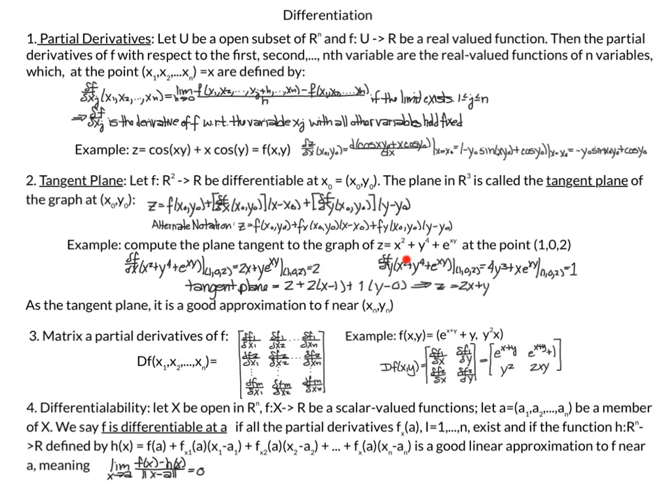Now df/dy of x squared plus y to the fourth plus e to the xy with respect to y. So now x is considered a constant, so this goes away. Here we're going to have 4y to the third. And then here we have x e to the xy, evaluated at (1, 0, 2). So plugging in 1 for x and 0 for y, this goes to 0, this goes to 1, and we're left with 1.